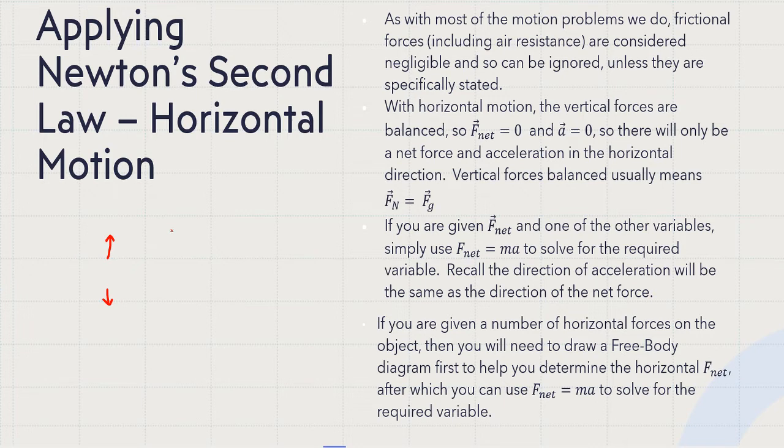Like in the last few sections where we were always trying to break things down into component parts, when we're looking at this object, this Fn is equal to the Fg. They're going to have the same magnitude. If you're given F net and one of the other variables, just use F net is equal to ma, our formula, and solve for the required variable, knowing that we have those three different representations.